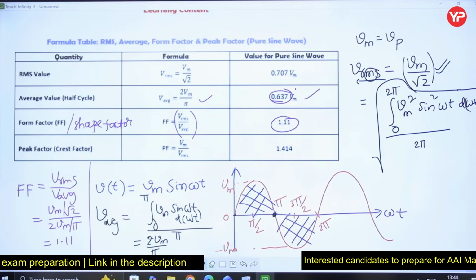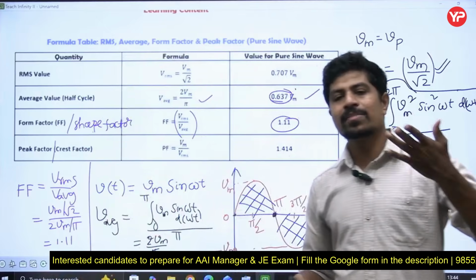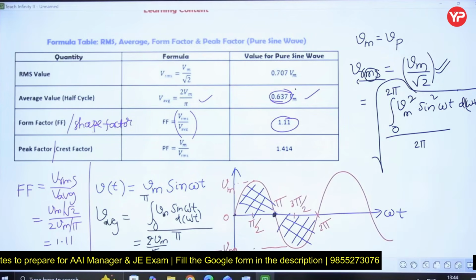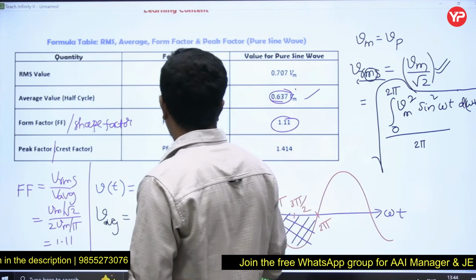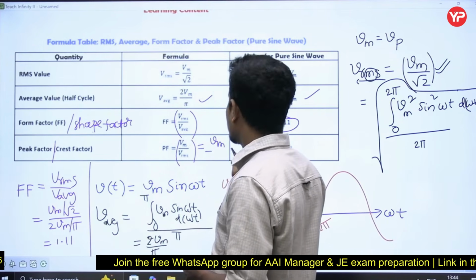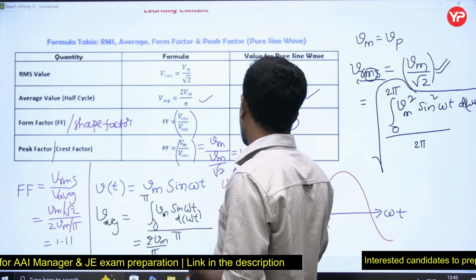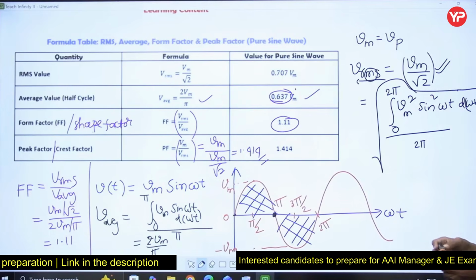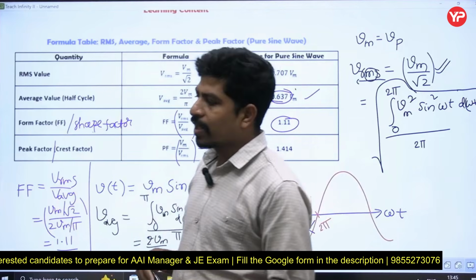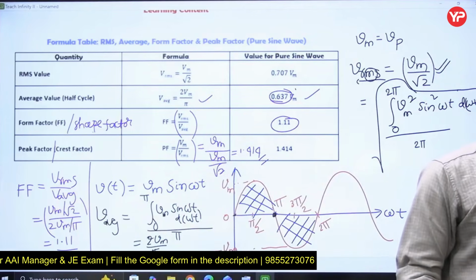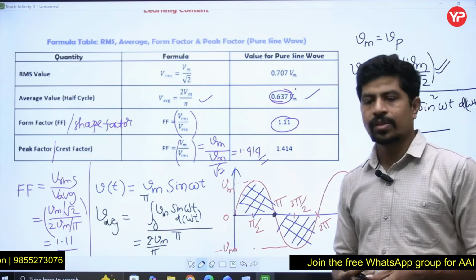The next is peak factor or crest factor. See, what is form factor? RMS by average. I repeat, RMS by average is form factor. What is the peak or crest factor? Vm by V RMS, V maximum by V RMS. Vm you keep as Vm only, and V RMS is Vm by root 2. It is going to be root 2, 1.414, right? Wherever you see form factor as 1.11, that given waveform is either sine or cosine.